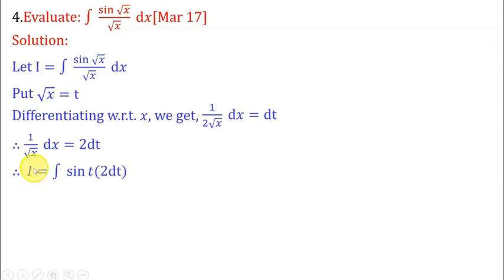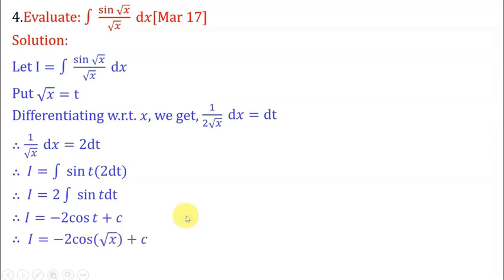Now substitute the values: I is equal to the integral of sine of t into 2 dt. Now take the 2 out as a constant, integral of sine of t into dt. That is nothing but minus cos t plus c. Resubstitute the value of t, which is root x. Therefore, I is equal to minus 2 cos of root x plus c. And this is the answer.